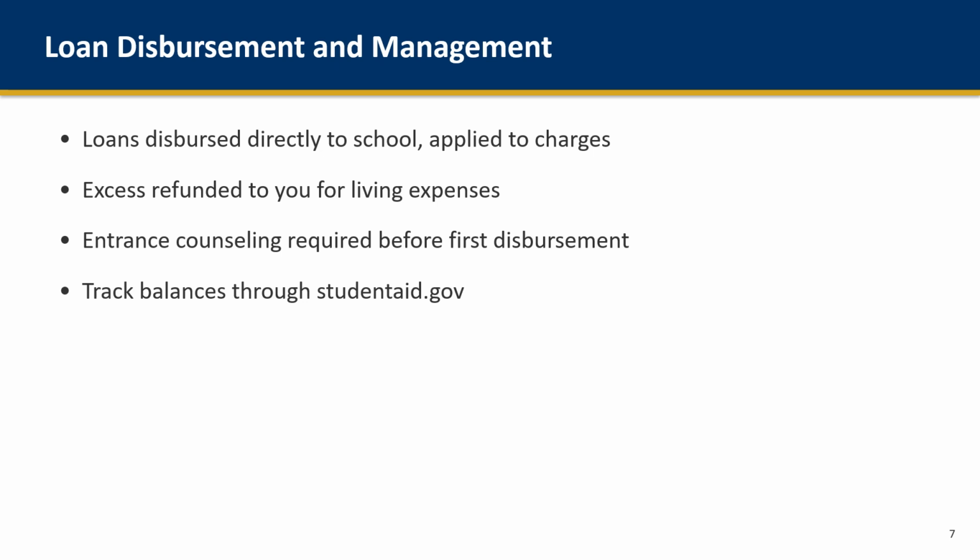Understanding loan disbursement helps you manage your finances. Loan funds are disbursed directly to your school and applied to your charges, including tuition, fees, and on-campus housing if applicable. You don't receive a check for tuition. The school takes it directly. Any amount exceeding your school charges is refunded to you for living expenses. If you borrow $15,000 and your charges are $12,000, you receive a $3,000 refund. This covers housing, food, transportation, and other costs.